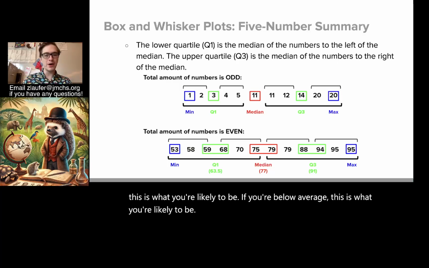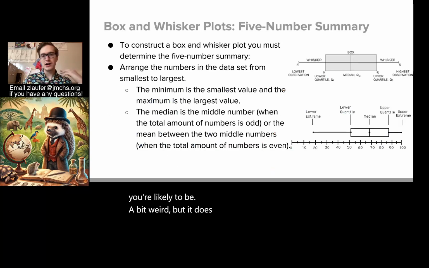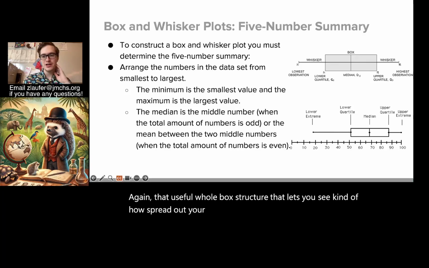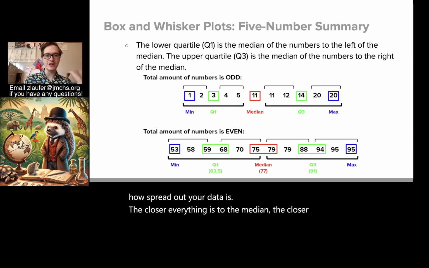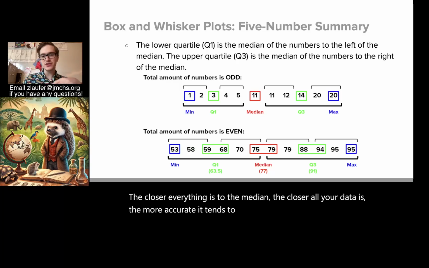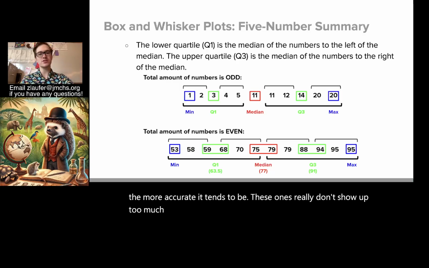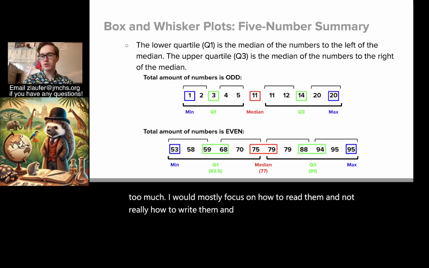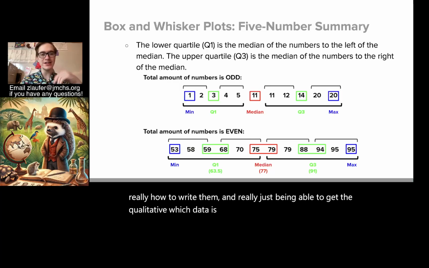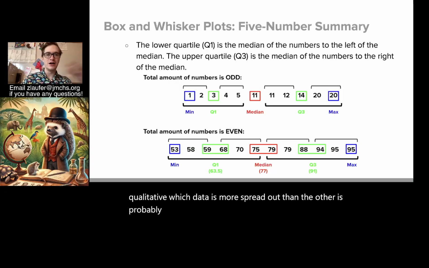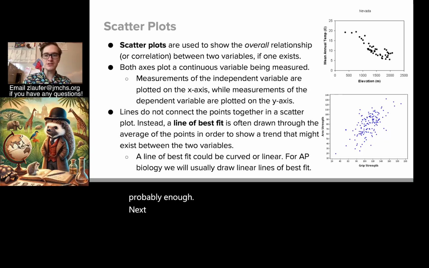A bit weird, but it does show, again, that useful whole box structure that lets you see how spread out your data is. The closer everything is to the median, the closer all your data is, the more accurate it tends to be. These ones really don't show up too much. I would mostly focus on how to read them and not really how to write them. And really just being able to get the qualitative which data is more spread out than the other is probably enough. Next graph is scatter plots.